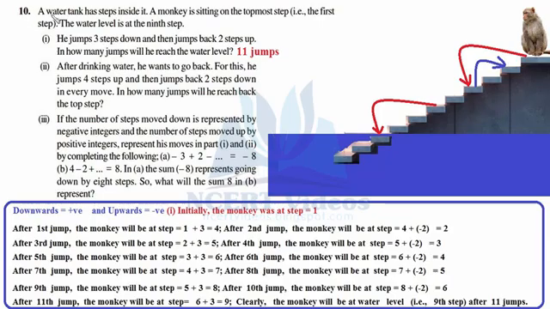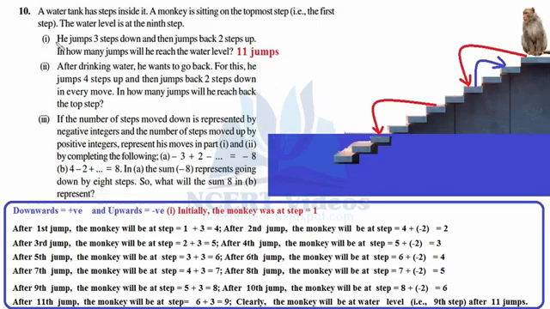Question 10. A water tank has steps inside it. You can see here, this is a water tank and this is the steps. The monkey is sitting on the topmost step. As you can see here, the first step, the water level is at 9 steps. So 1, 2, 3, 4, 5, 6, 7, 8, and 9. On the 9th step, the water is there.